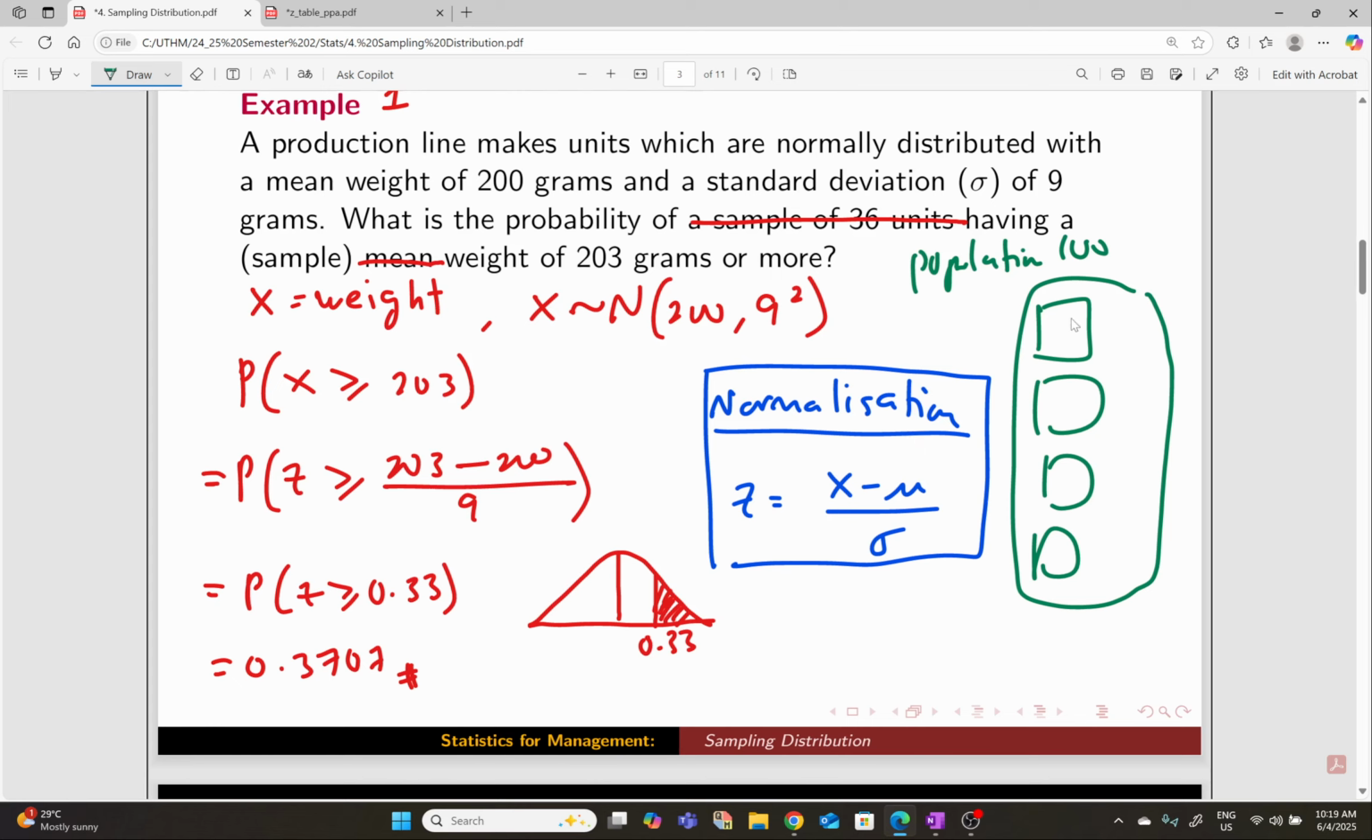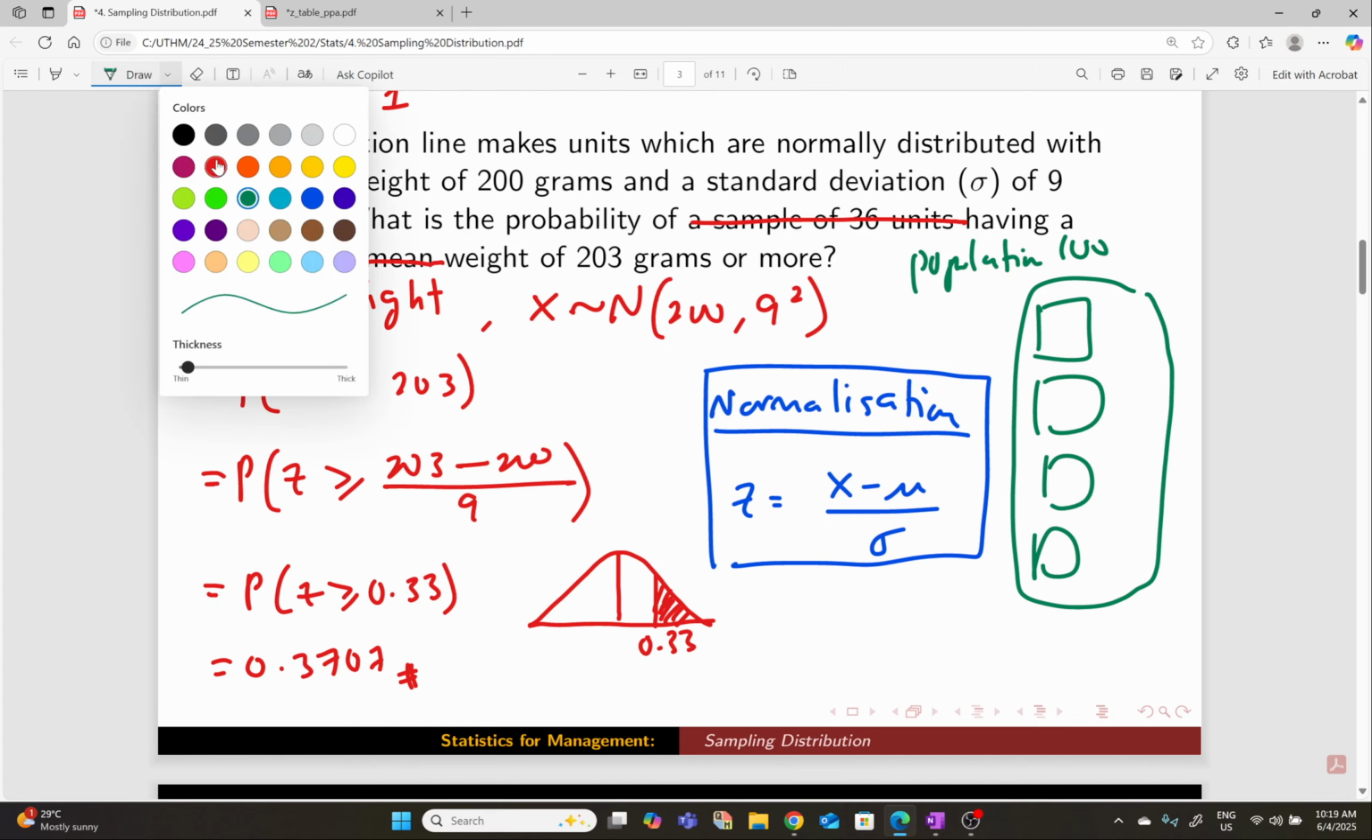So you have 100, and you pick any one of the packs randomly. What is the probability that the weight of that pack is greater than 203? This is how we calculate.